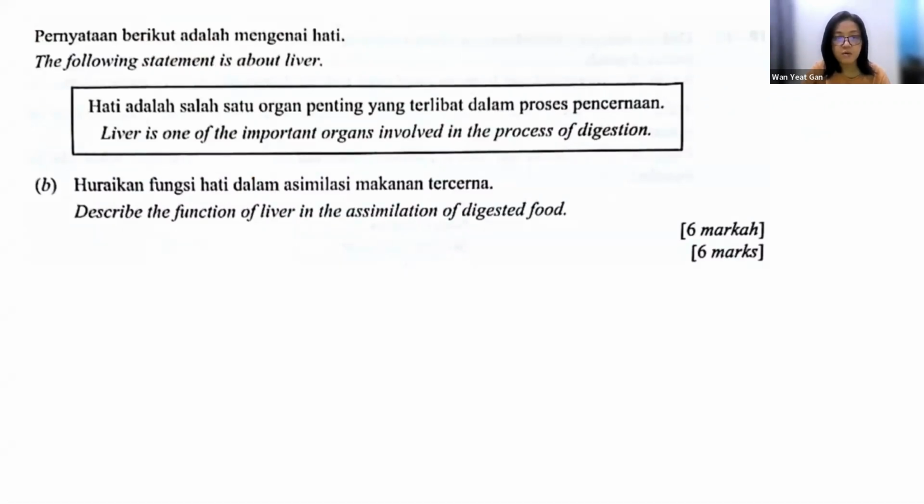The liver is one of the most important organs involved in the process of digestion. Describe the function of the liver in assimilation of digested food. Now, the meaning of assimilation is the use of all the nutrients, the end products that you have obtained from digestion. How do the body and the cell make use of all these nutrients? How does the liver assimilate all these digested foods in the form of nutrients for the benefit of the cell?